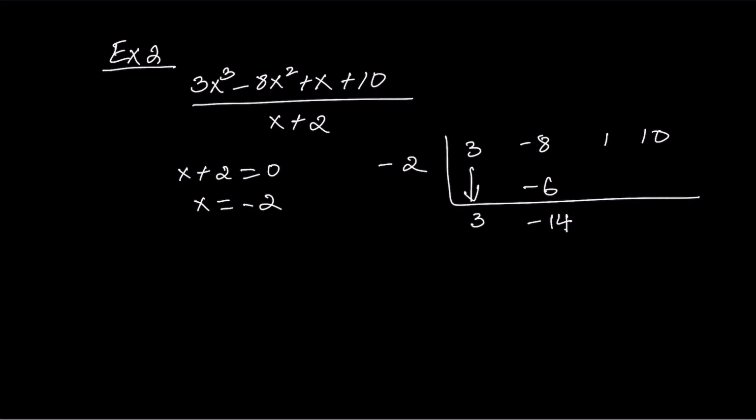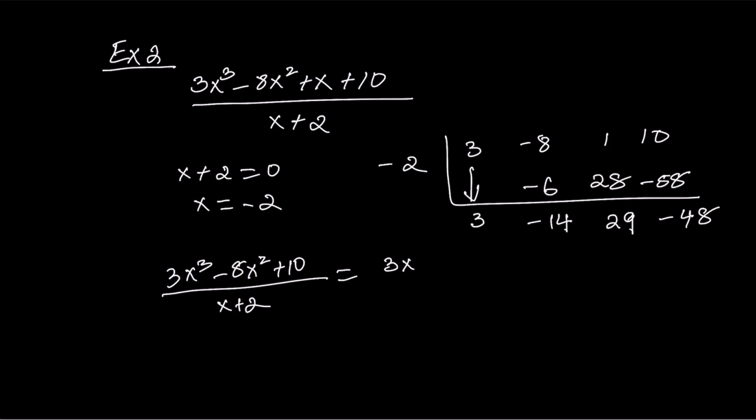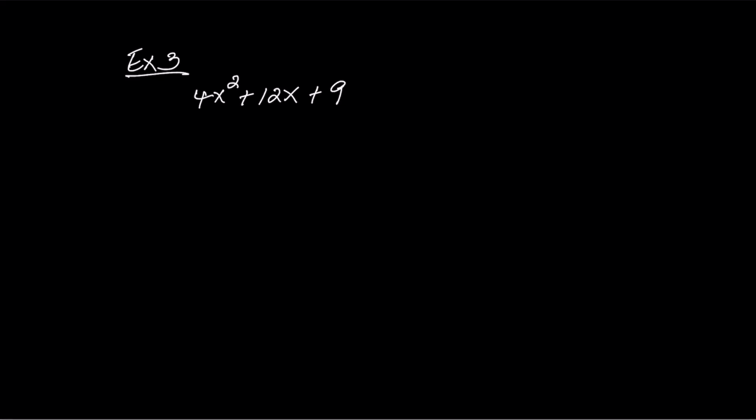Multiply negative 2 times negative 14 to get 28. Add to 1 to get 29. Multiply negative 2 times 29 to get negative 58. Add to 10 to get negative 48. Since the remainder is negative 48, this one does not divide evenly. The quotient is 3x squared minus 14x plus 29 plus remainder negative 48 over x plus 2. Example 2 complete. Example 3, divide 4x squared plus 12x plus 9 by x plus 3.